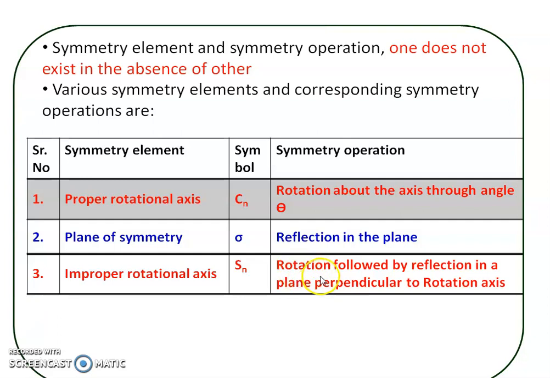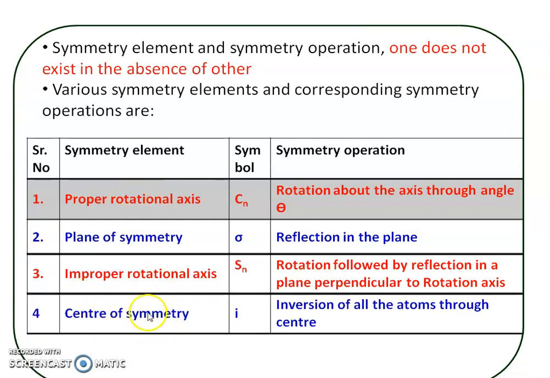As soon as rotation is done, one plane is imagined in the same molecule, at right angle to the rotational axis, and the molecule is reflected through that plane which is perpendicular to the rotational axis, and then we get an orientation that is said to be an improper rotational axis of symmetry.